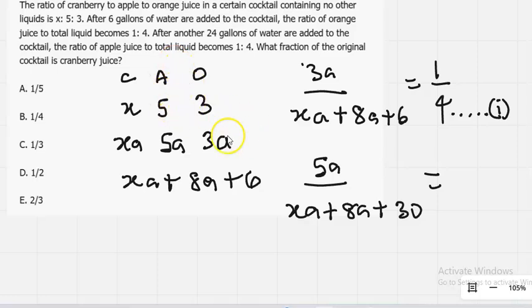plus 6 plus 24. The ratio of apple juice to total liquid becomes 1 over 4. This also is 1 over 4. Now the question is asking what fraction of the original cocktail is cranberry juice. So that means we need to find the value of X.